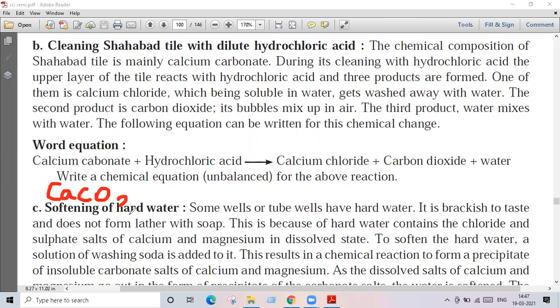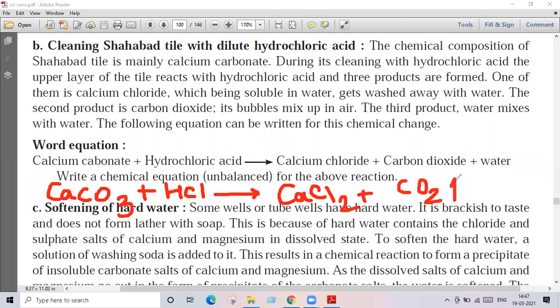CO3 is calcium carbonate. I'm writing the chemical equation, guys. Hydrochloric acid is HCl. You know very well that hydrochloric acid is used for cleaning toilets and so on. So it forms calcium chloride, that is CaCl2. It forms carbon dioxide, CO2 gas is released during this process. Okay, and water is formed. So this is the chemical equation I have written.